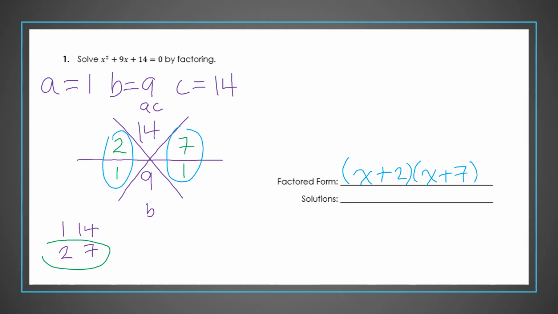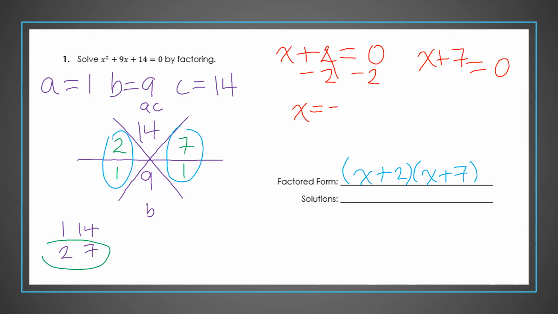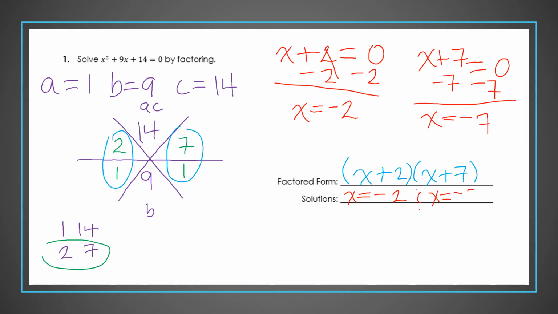To find the solutions, you're going to take each factor, so you're going to take that x plus 2 and set it equal to 0, and you're also going to take x plus 7 and set it equal to 0. To solve x plus 2 equals 0, you're going to subtract 2 from both sides, giving you x equals negative 2, so x equals negative 2 is one solution. To solve x plus 7 equals 0, you are going to subtract 7 from both sides, giving you x equals negative 7. So the second solution is x equals negative 7.